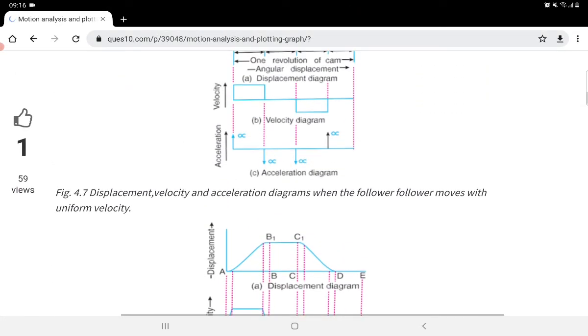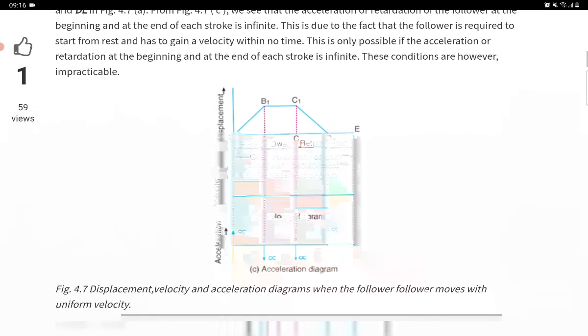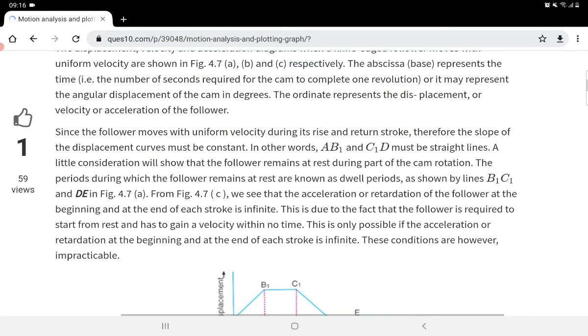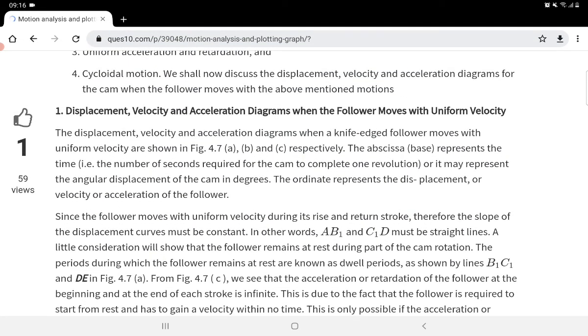So in this way we studied the displacement, velocity and acceleration diagram when the follower moves with a uniform velocity. Thank you.